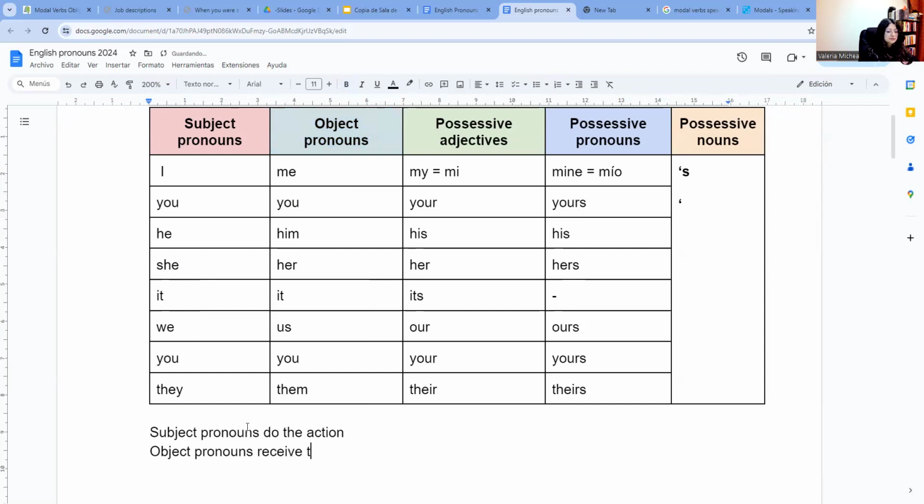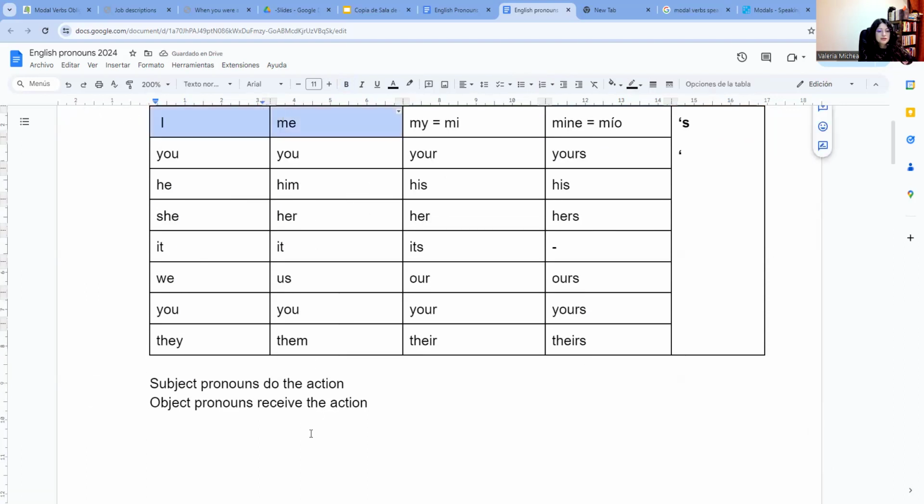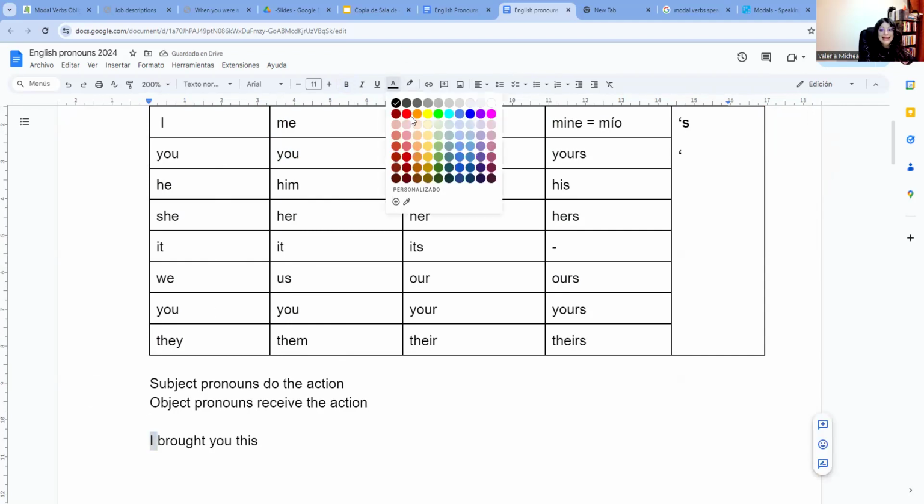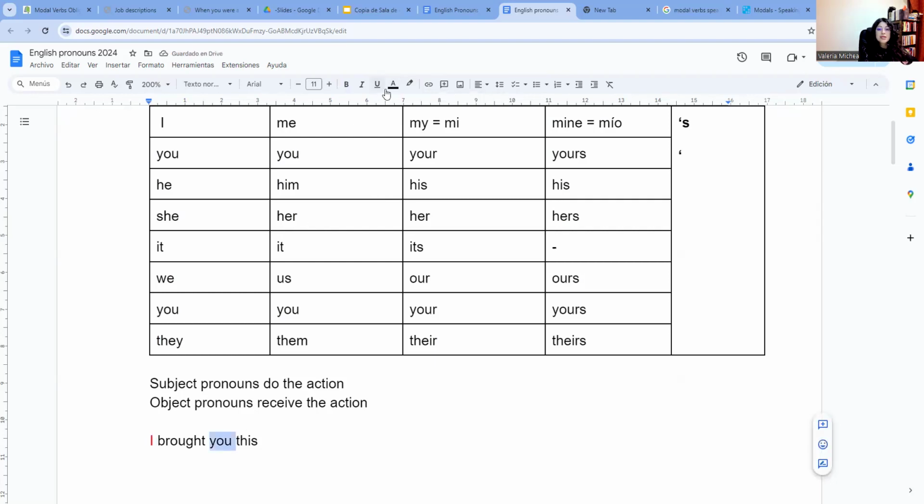What does that mean? We'll see. Let's work with I and another one like you. Okay, so we have I and you. So I do the action. I brought you this. All right, so the first one here is the subject pronoun, I, whereas you is the object pronoun. The object pronoun does not do the action. The object pronouns receive the action. And that's the difference between those two.